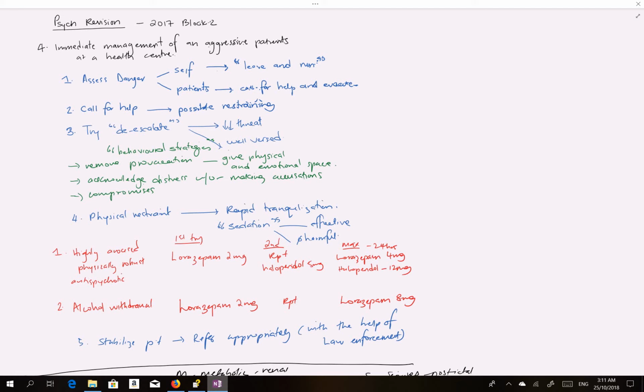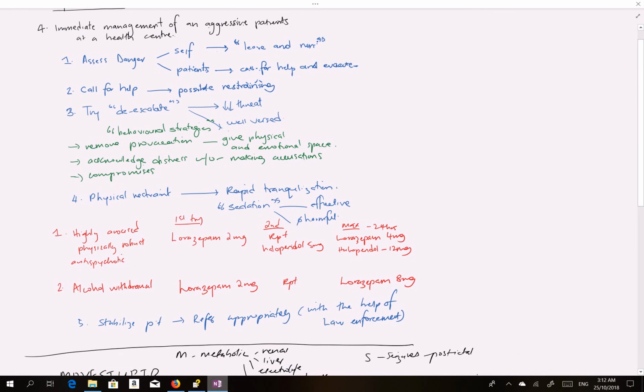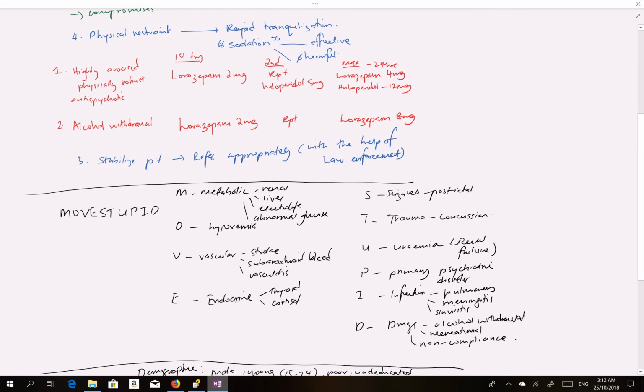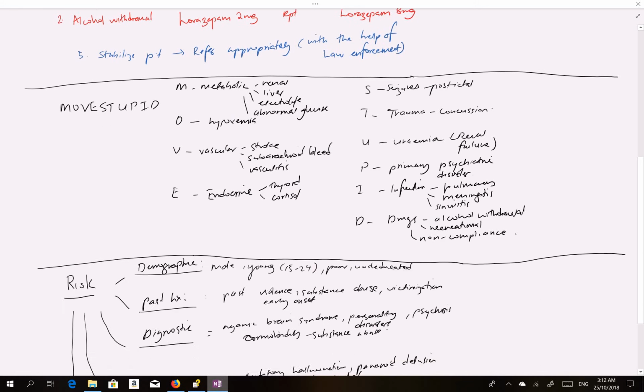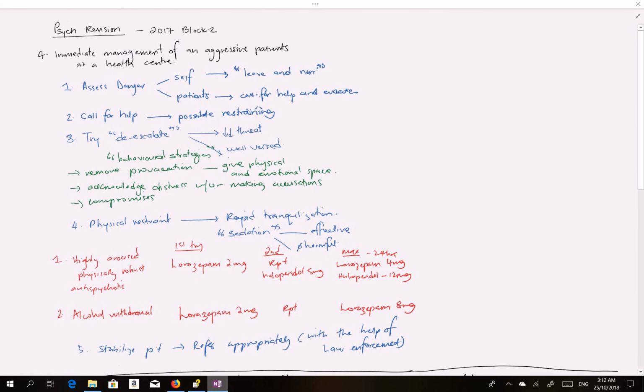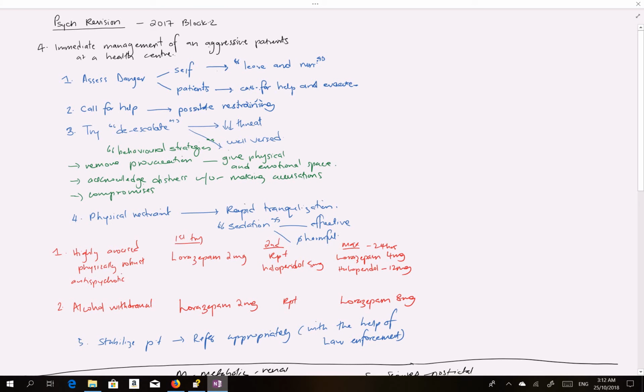Right, so this is how I would have answered the question. Five steps. After that, this is something extra that I thought of adding to the answer, and then of course the part where it talks about risk assessment for an aggressive patient.